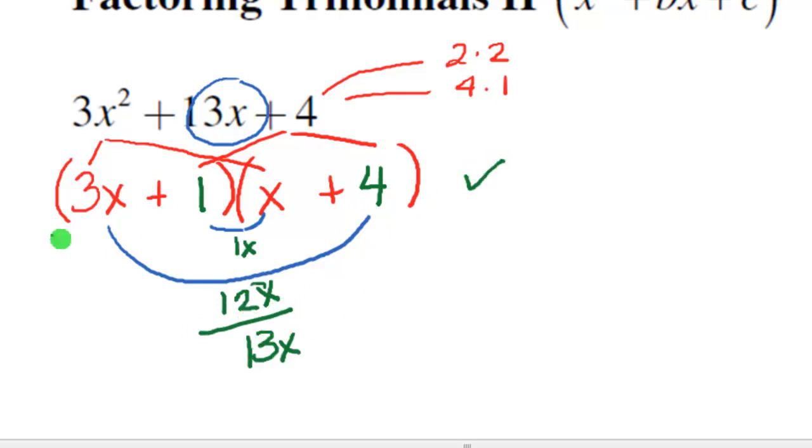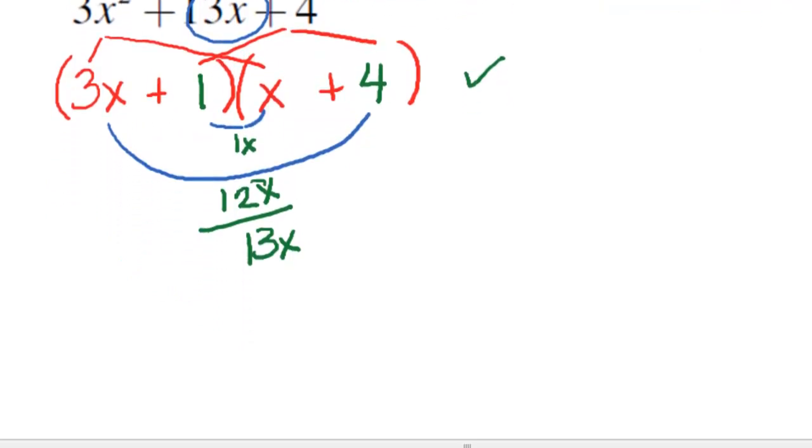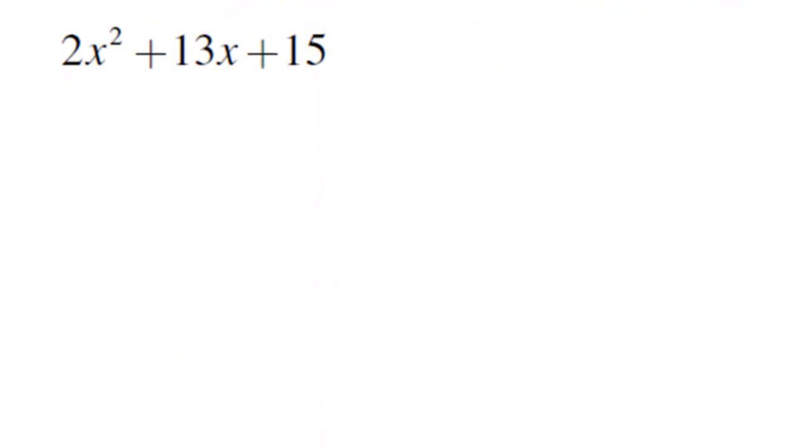So that checks. You notice how we did the trial and error method to factor this trinomial. We looked at both ways that we could factor the 4. We tried different combinations of factors of 4. But we always had to check the inners and the outers to make sure we have the right middle term. That's really important. Okay, let's go to the next example.